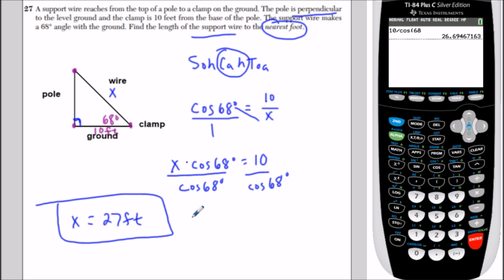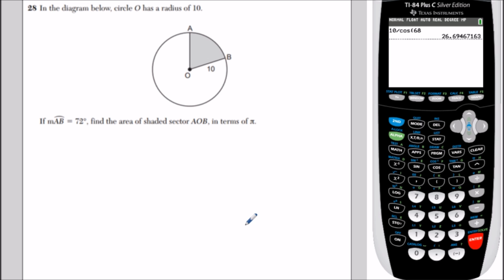All right, now moving on. Question 28, we have to find the area of the shaded sector, AOB. So this is what we want to find, is the area of this section here. And we're told that the arc is 72 degrees. Now the concept that you need is that the central angle is equal to the measure of the arc that it intercepts.